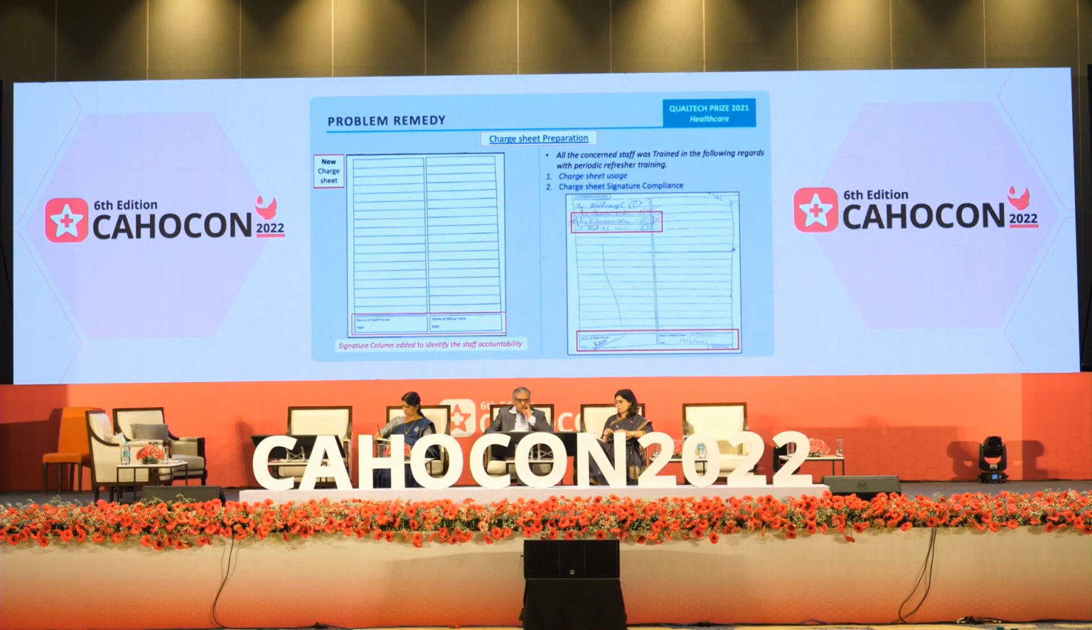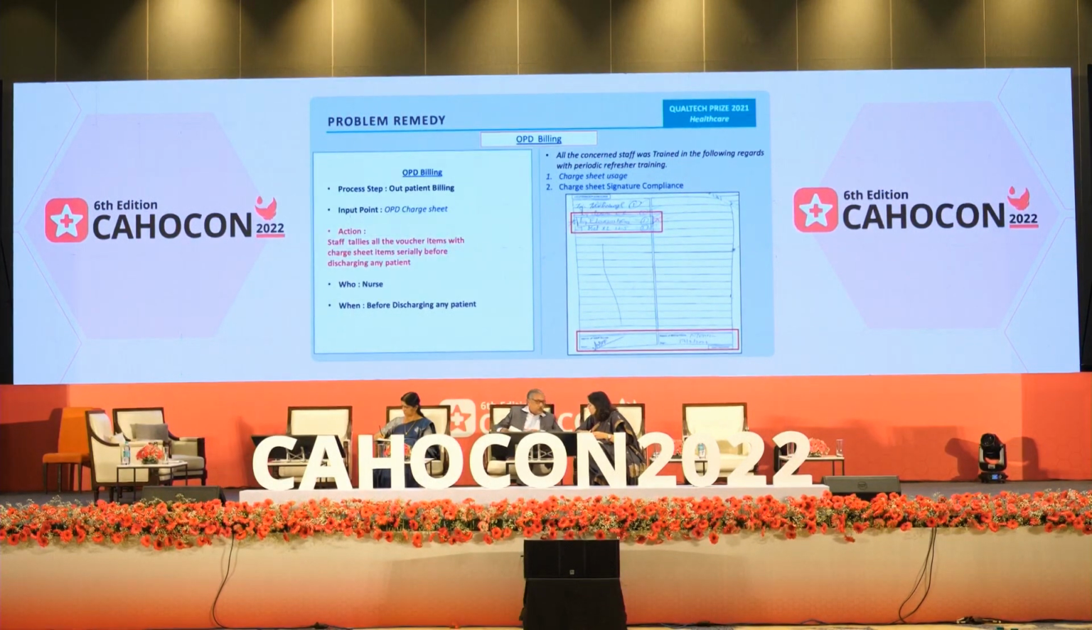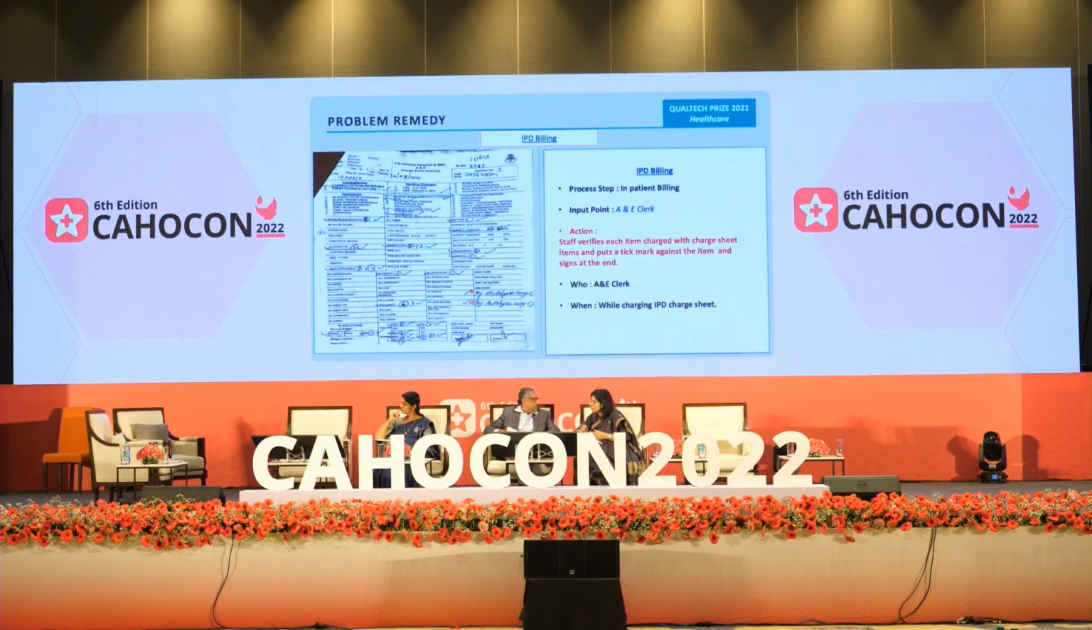Then we introduced certain interventions. Whenever a staff member is using a high value or high consumption item, they have to highlight this item so that the billing clerk knows this item needs to be charged first. Second was OPD billing, in which the staff would tally all the voucher items, not numerically but serially. In IPD, the IPD clerk will identify each and every item whenever he is charging, and should put a tick mark against each item and sign at the bottom.